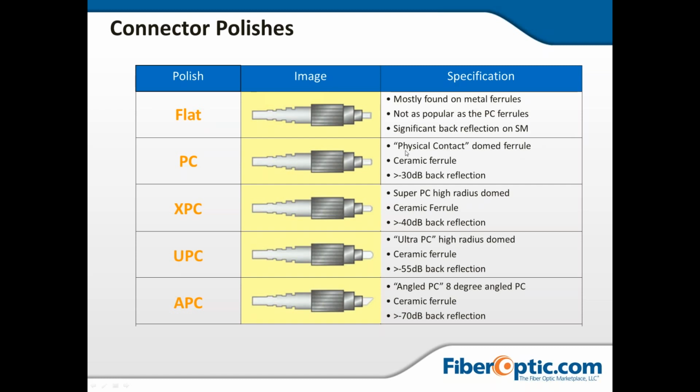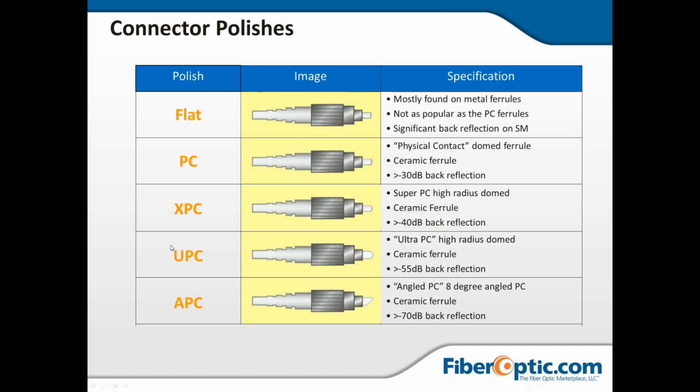The PC, physical contact, has a domed ferrule, see how it is slightly domed. It is usually ceramic, where the flat was usually metal, with negative 30 dB back reflection. The XPC is just a little bit higher grade of the PC, a super PC, or physical contact radius dome. So now the dome is slightly higher, as you can see, elongated even more for a better back reflection. Once again, usually a ceramic ferrule. There has been some going plastic lately, but negative 40 dB.